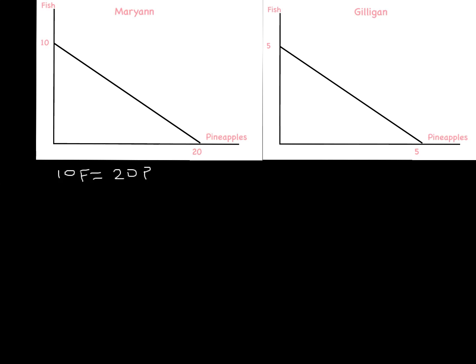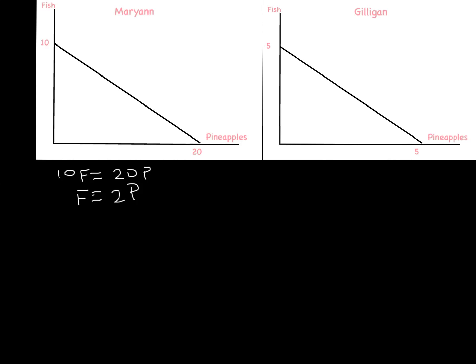So let's go ahead and just solve for the opportunity cost of a fish. So what you want to know is how many pineapples do you have to give up for one fish? Right now we've got 10 fish is 20 pineapples. So divide both sides by 10, and 1 fish will be equal to 2 pineapples, because 20 divided by 10 is 2. And so what this means then, if we want to put this into English, is 1 fish costs, or has an opportunity cost, of 2 pineapples for Marianne. That is, the opportunity cost of 1 fish is not producing 2 pineapples. All right, let me say that again.